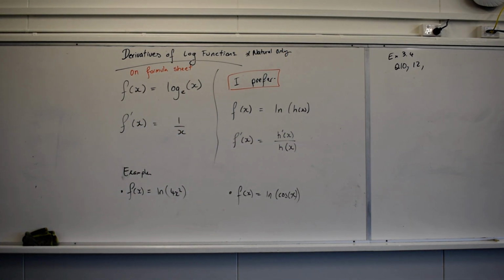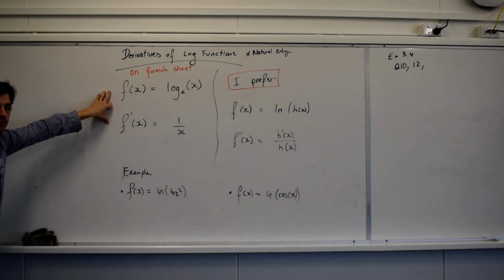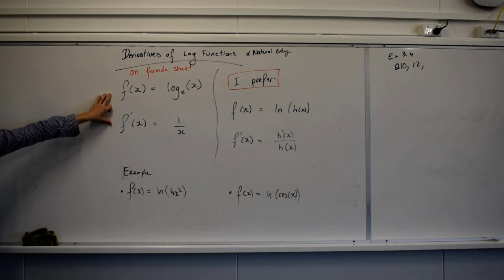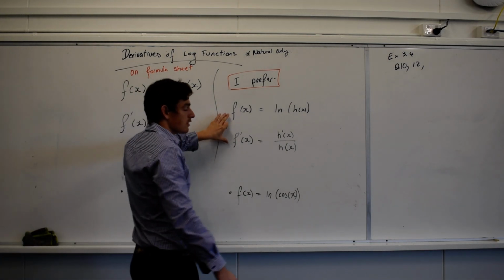Now the formula sheet gives you, this is my least favourite rule in the formula sheet, they give you this. And that's not very helpful. It is only helpful when log of x comes along, ln x comes along, which isn't very frequent. I much prefer this.